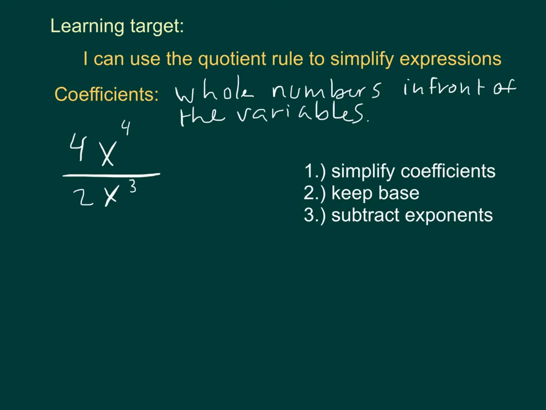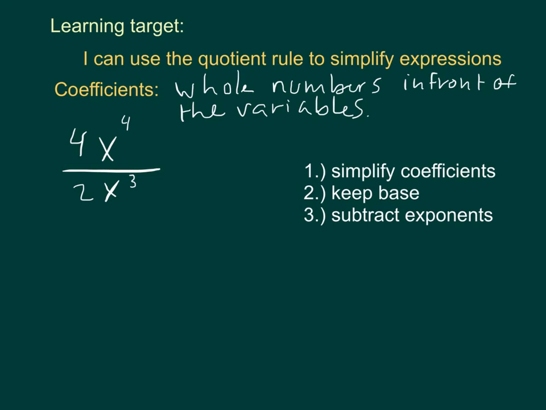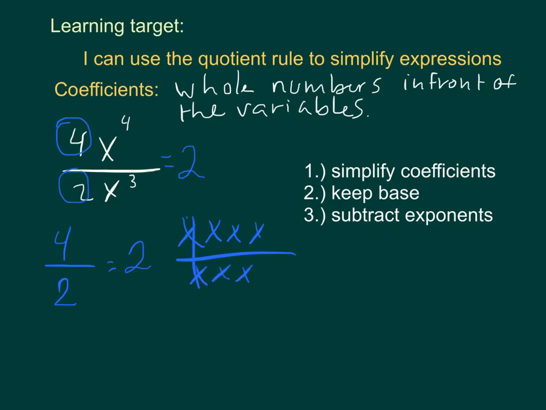Okay, so step 1 says simplify coefficients. So let me get my pen out here. And so my coefficients are 4 and 2. So I'm just going to pull those out of there. So that's the same thing as 4 divided by 2, which I know simplifies to 2. I'm going to go ahead and put my 2 up here. And then x to the fourth over x to the third, I know will simplify to just x, but I'll show it to you just in case. Just x, so I'm going to have 2x. And that's my simplified version.